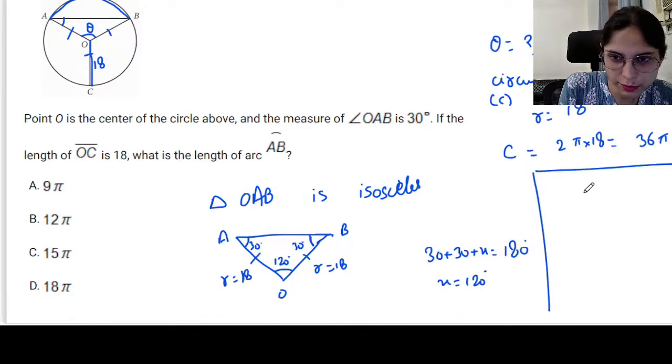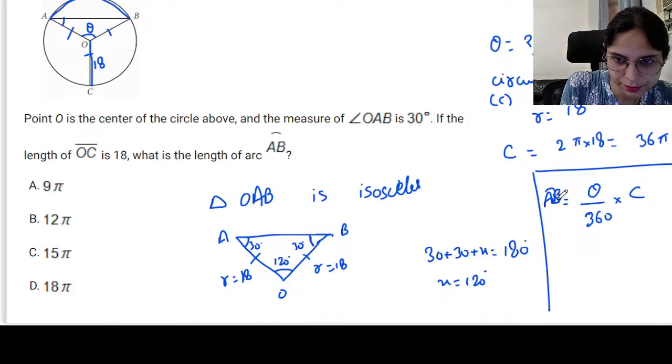Now I have all the information. I just need to do theta over 360 times circumference. That's going to be my arc length. So it's 120, when we are calling this theta, over 360 times 36 pi. Answer is 12 pi.